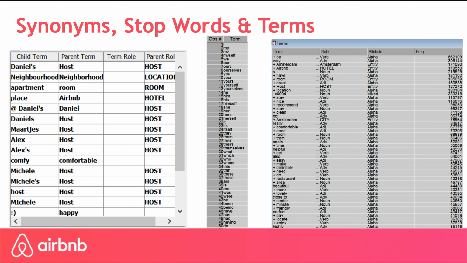And also, as you can see, one specific point in our data set is that we're having different names of the hosts that are mentioned in our customers' reviews. So that's why we're identifying some of the host names and categorize them to the parent term host. Other things such as the apartment, different abbreviations of apartment, misspelling apartment into the room. The place actually means the Airbnb and its experience, such things like that.